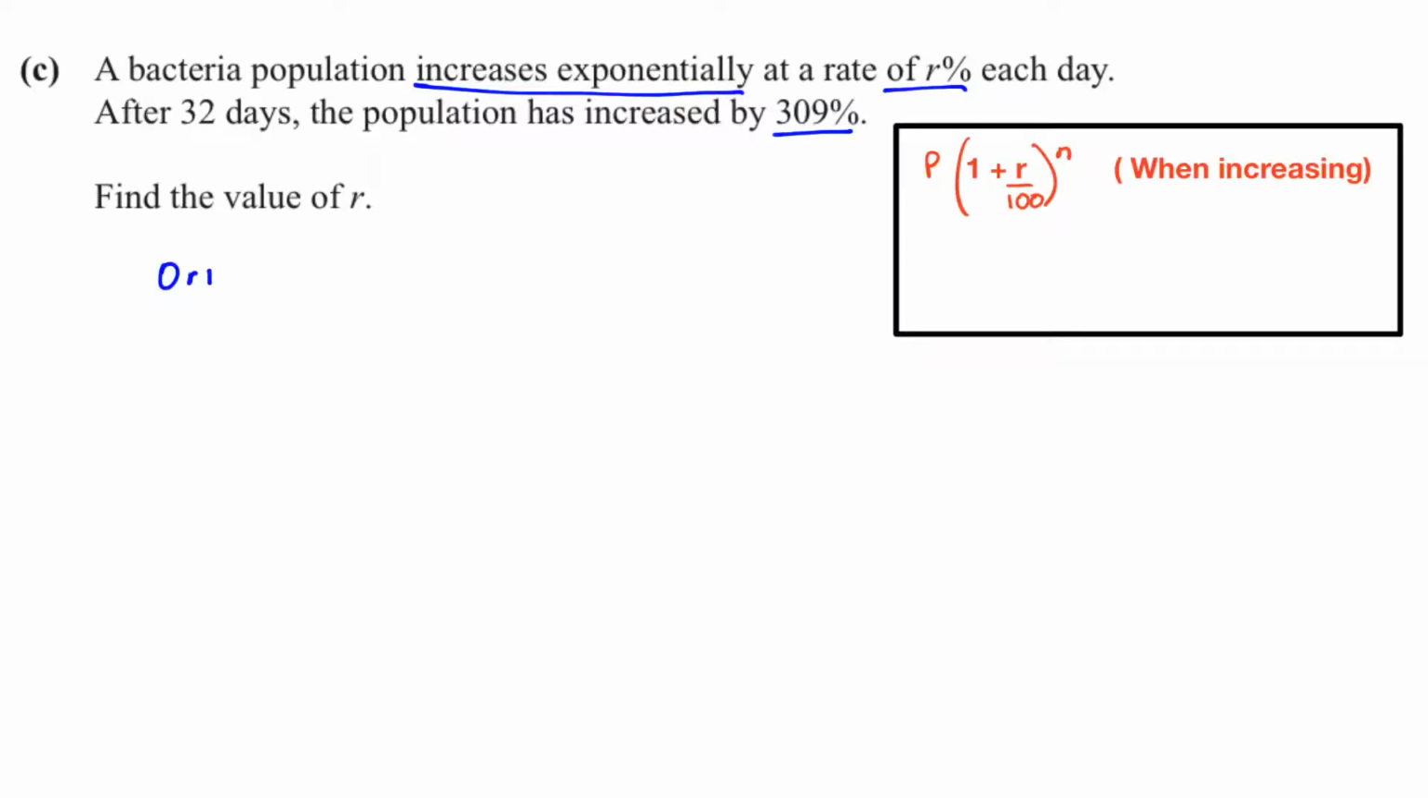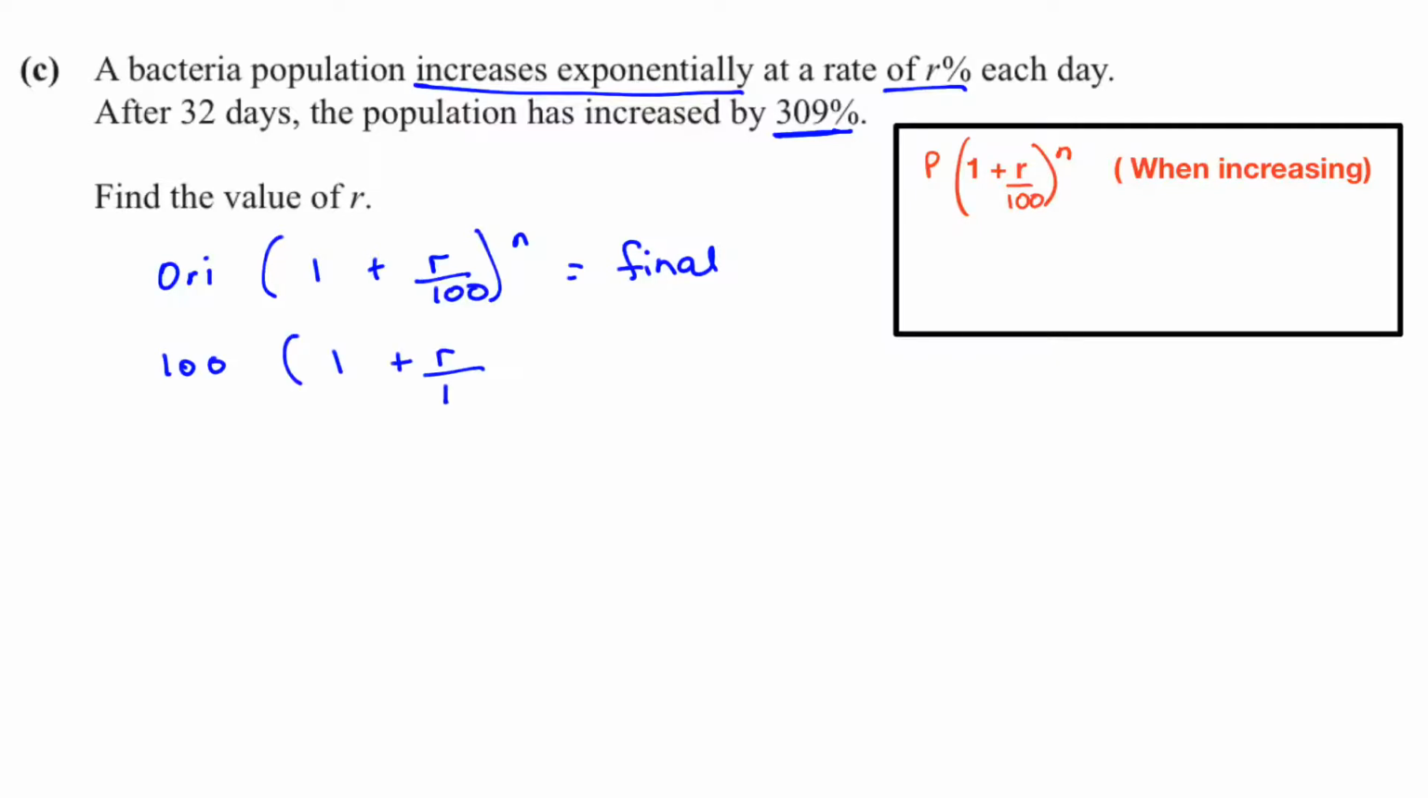So original multiplied by 1 plus R over 100 gives you the final answer. This has been increased by 309%. It means your starting value was 100.